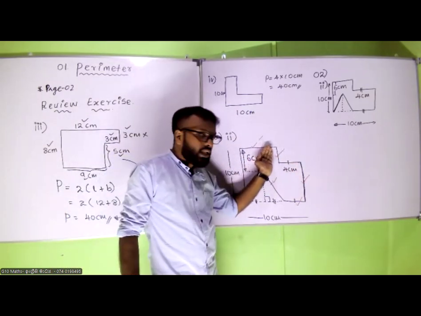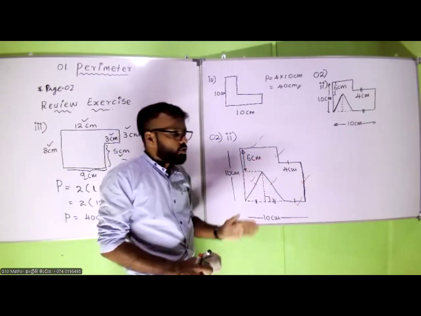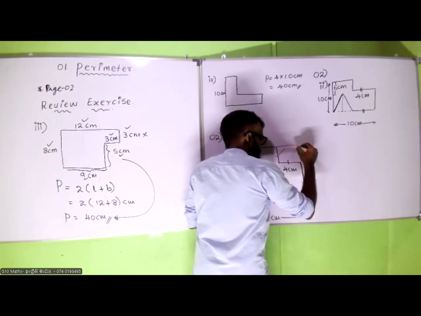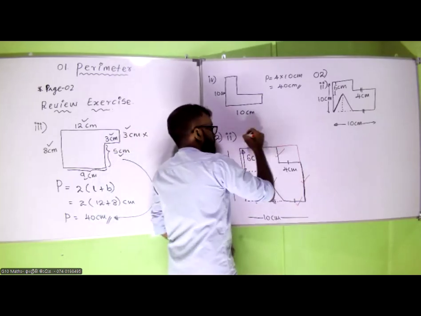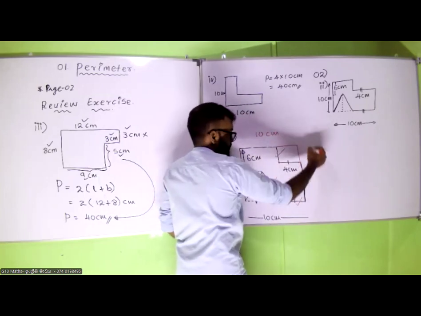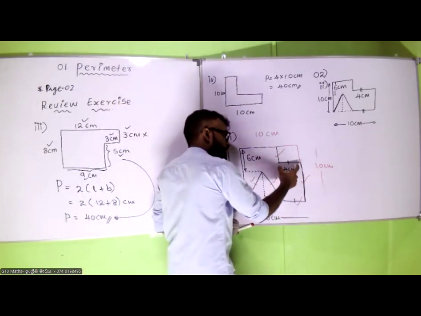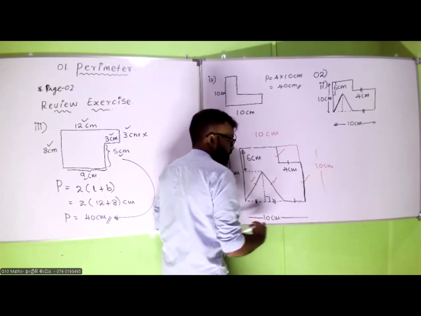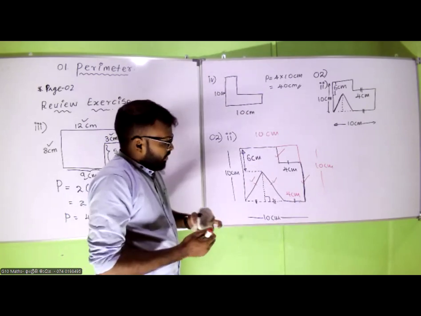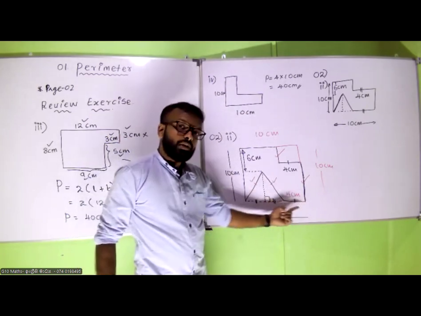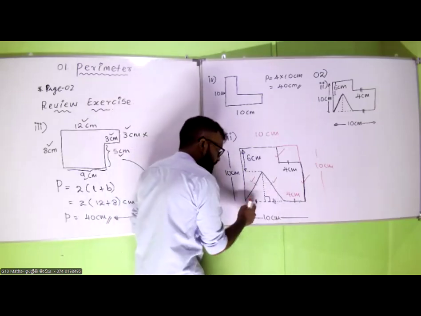Because I am shifting this vertical length to here, so that I can complete something like this. You see, 10 centimeter, 10 centimeter completed. So this total thing is 10 centimeter long. They have given this length is 4 centimeters, this length is also 4 centimeters. Now you guys know this total length is 10 centimeters. If you subtract 4 centimeters from that, you will get 6 centimeter length here.